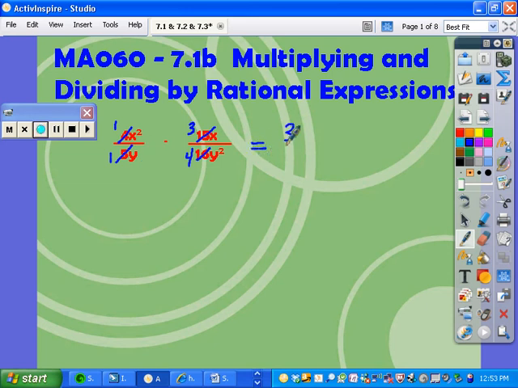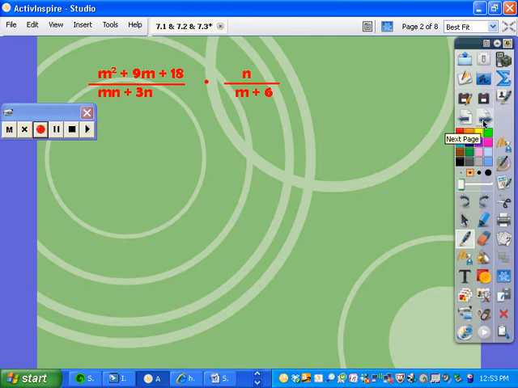up with a 3, and then I've got an x squared times another x is going to be an x cubed. And on the bottom, I'm going to have a 4, and then I have a y times a y squared, which is going to give me a y cubed. And that's what I've got then for multiplying those two rational expressions. Let's try another one. Okay, this time we have a little bit more going on.